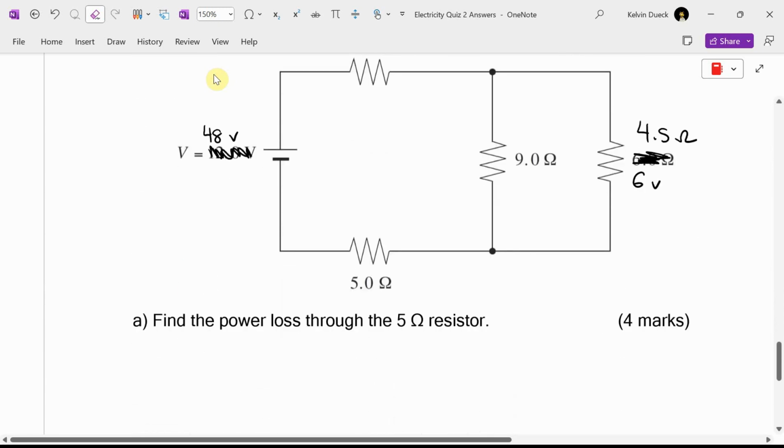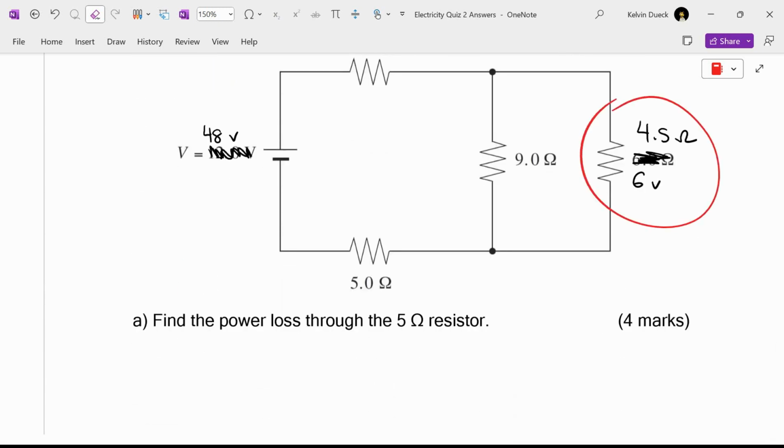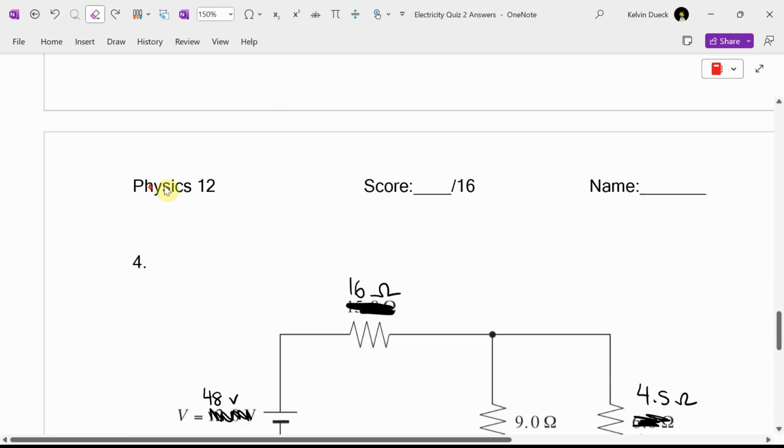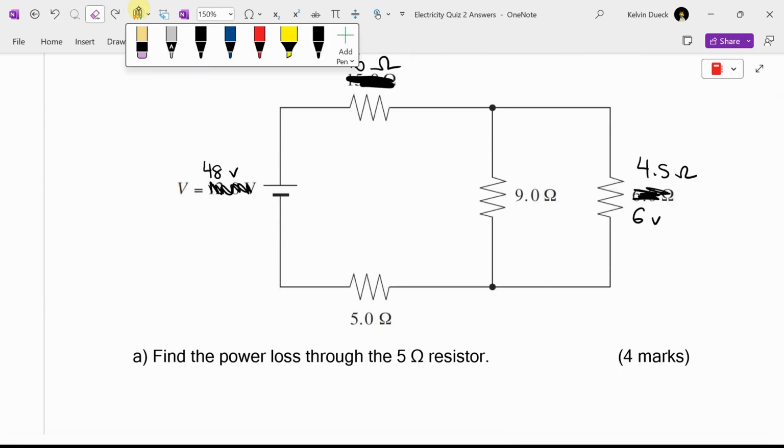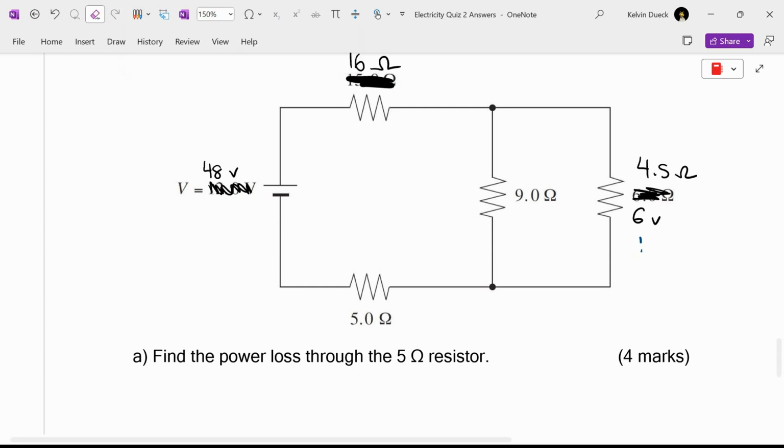You know what? Same deal. I know 2 things. I'm pretty sure I don't need to rewrite this. I could probably use a similar approach. It wants the power loss through the 5 ohm resistor. I'll get there, but I think the first thing that I would do is I would find the current over here. Current is going to be 6 divided by 4.5.